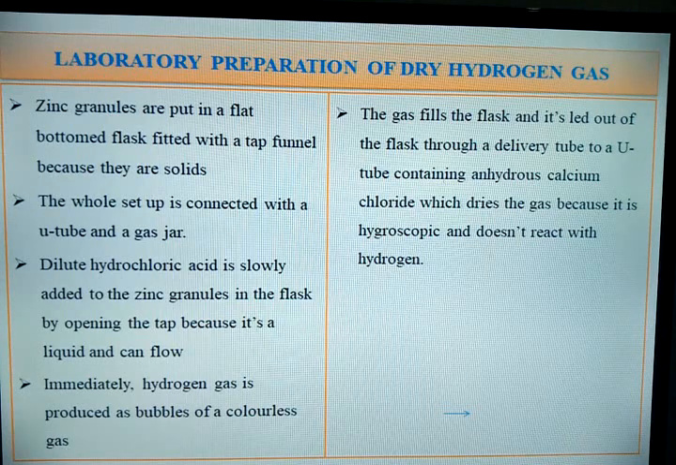The other reason as to why we are selecting this as a drying agent is because it cannot react with hydrogen. If you don't select anhydrous calcium chloride as a drying agent for hydrogen, you are free to use concentrated sulfuric acid as a drying agent because it does not react with hydrogen and also it is hygroscopic.